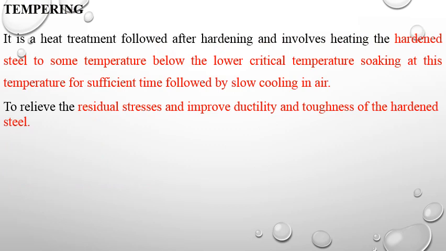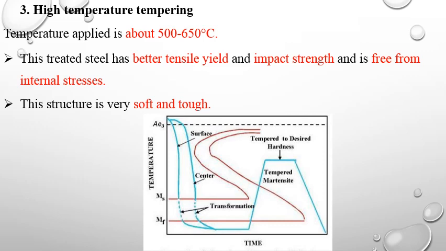Next, tempering. It is a heat treatment process that follows hardening, in which the hardened steel is heated to some temperature below the lower critical temperature, soaking at this temperature for sufficient time, followed by cooling. This relieves the stress and improves the ductility of the hardened steel. High temperature tempering is about 500 to 600 degrees centigrade, giving better tensile strength and impact strength, and the structure is soft with good toughness.